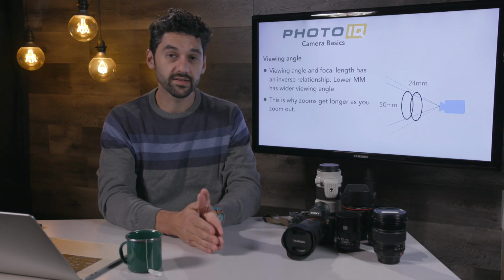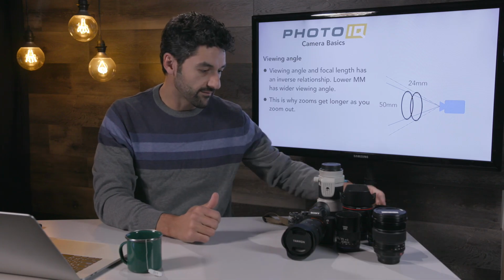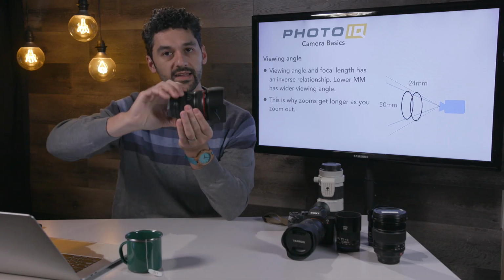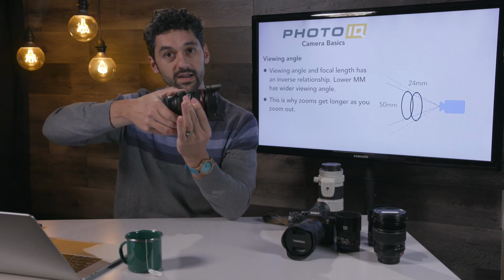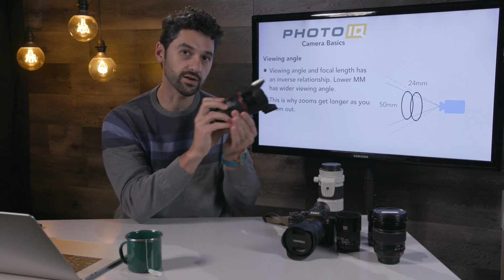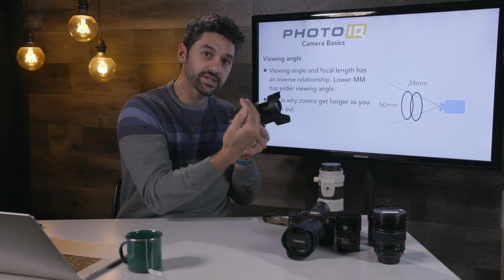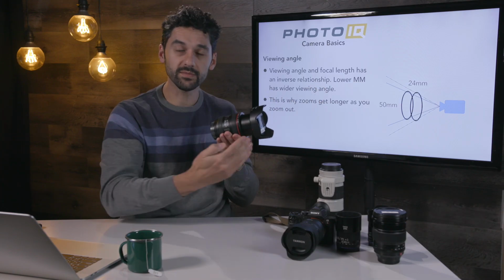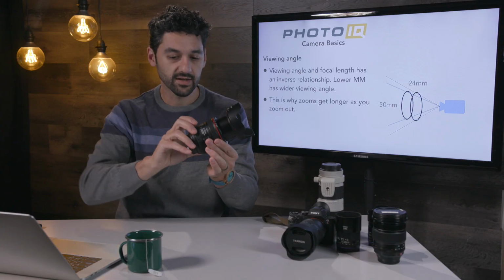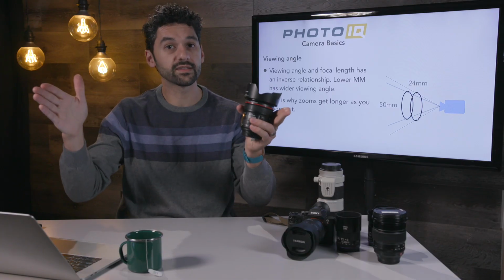Now this is why zoom lenses get longer as you zoom them out. As a representation, we can take this Canon 24-70, and as I start at 24 millimeters and zoom it to 70, you can see that the lens actually physically gets longer. Why is that? Because as I zoom to 70 millimeters, it actually has to go out to 70 millimeters. Now that construction is all hidden inside the barrel of the lens. So as I zoom back, it retracts and brings it closer, thereby widening the field of view.